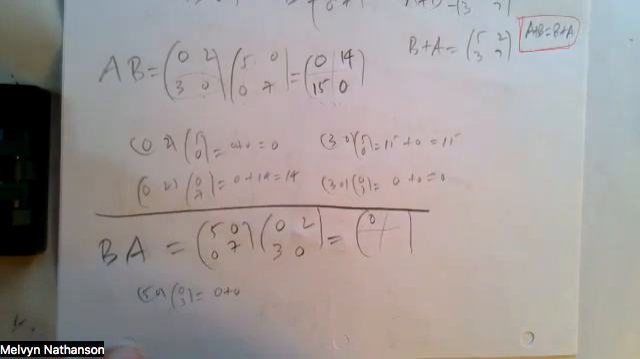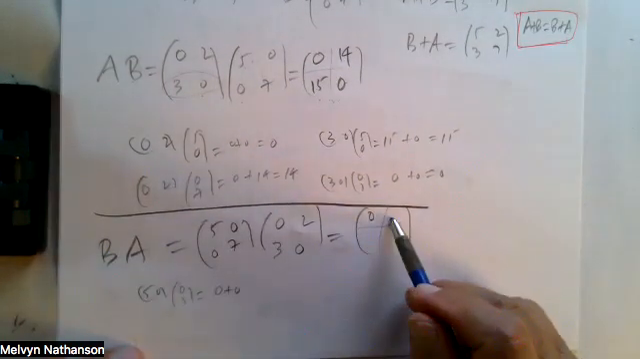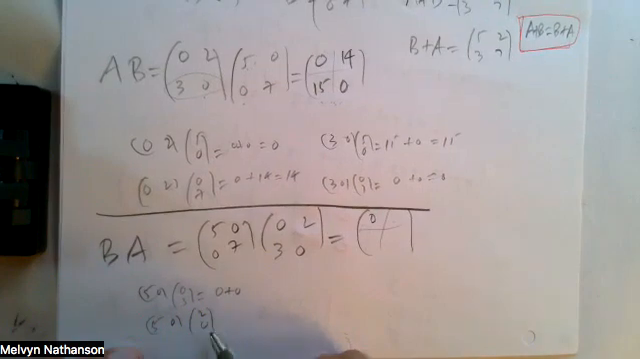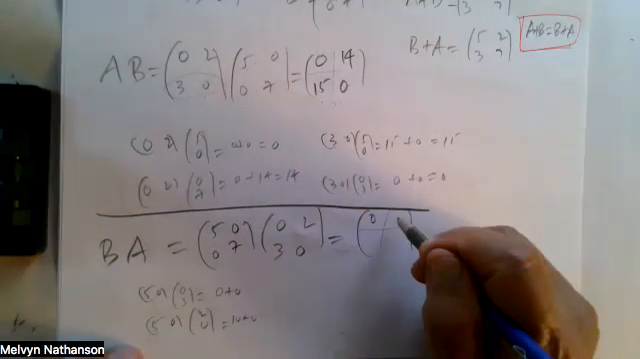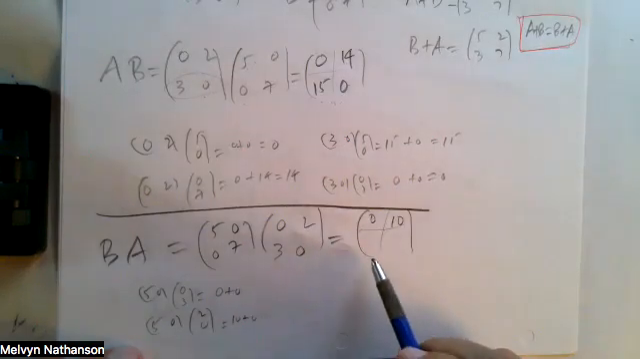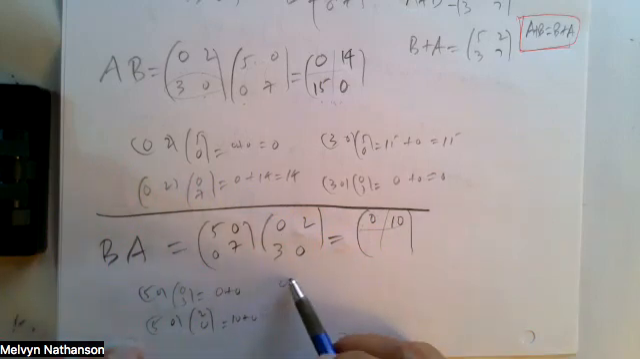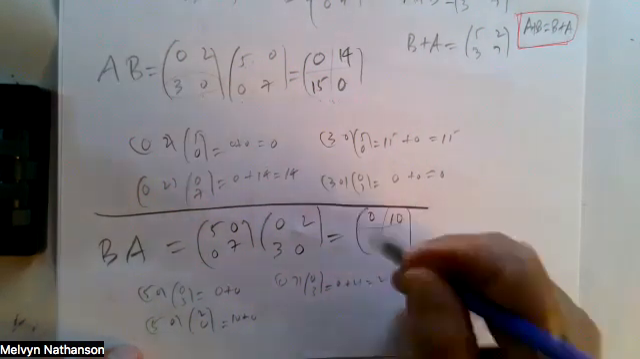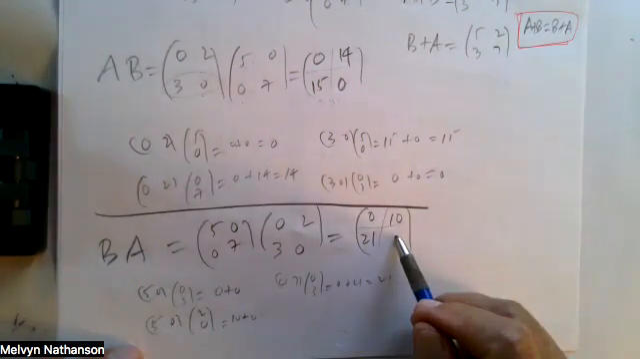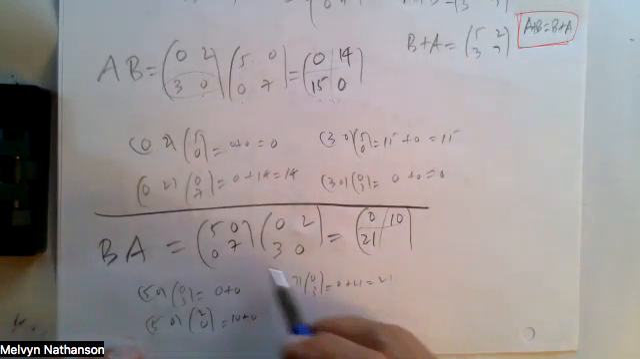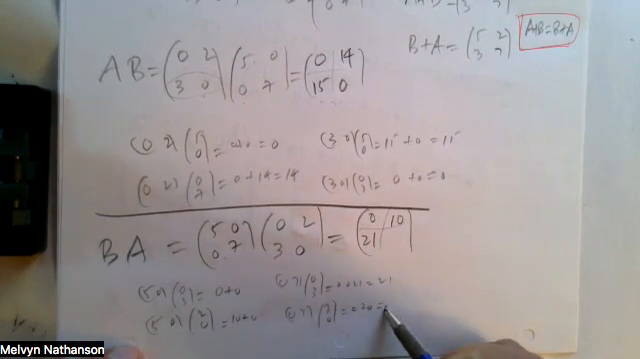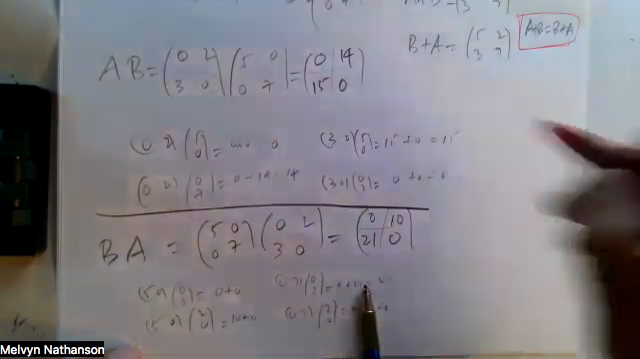I think you'll get the same answer. Well, let's see. First row, second column. So that's 5, 0, 0, 2, 0. That's 10 plus 0. This is 10. Oh, different. Second row, first column. 0, 7, 0, 3. That's 0 plus 21 is 21. 21 there. Second row, second column. 0 plus 0 is 0. I got 0 here.